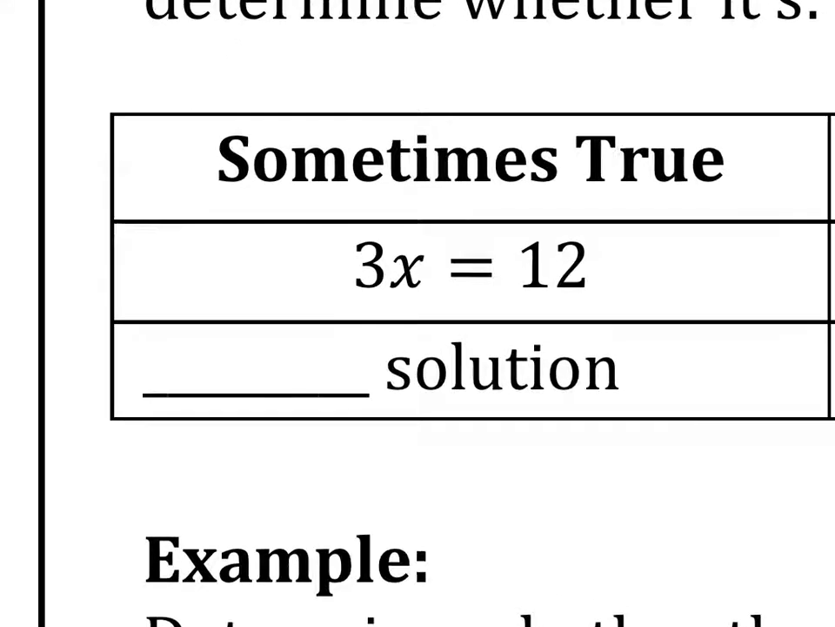So for example, let's look at this first one. 3x equals 12. X equals what? 4. So when is this equation true? Sometimes. Only when x is 4. So we say when there is only one solution, it's called sometimes true. When is it true? It's only when x is 4. So there is only one solution, so that's only sometimes.